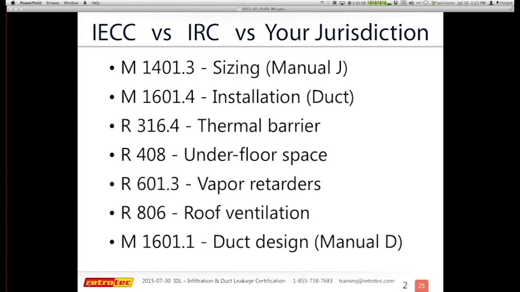Some things that people think are energy codes are actually part of the residential, just general code. So you can see M is a mechanical part, the 1401, and the R's are part of the residential code in general. So they're not actually energy codes. Duct design and Manual J do not follow the IECC in terms of being listed there. They're actually in other places, but we think about some of these things as being in the energy code itself.